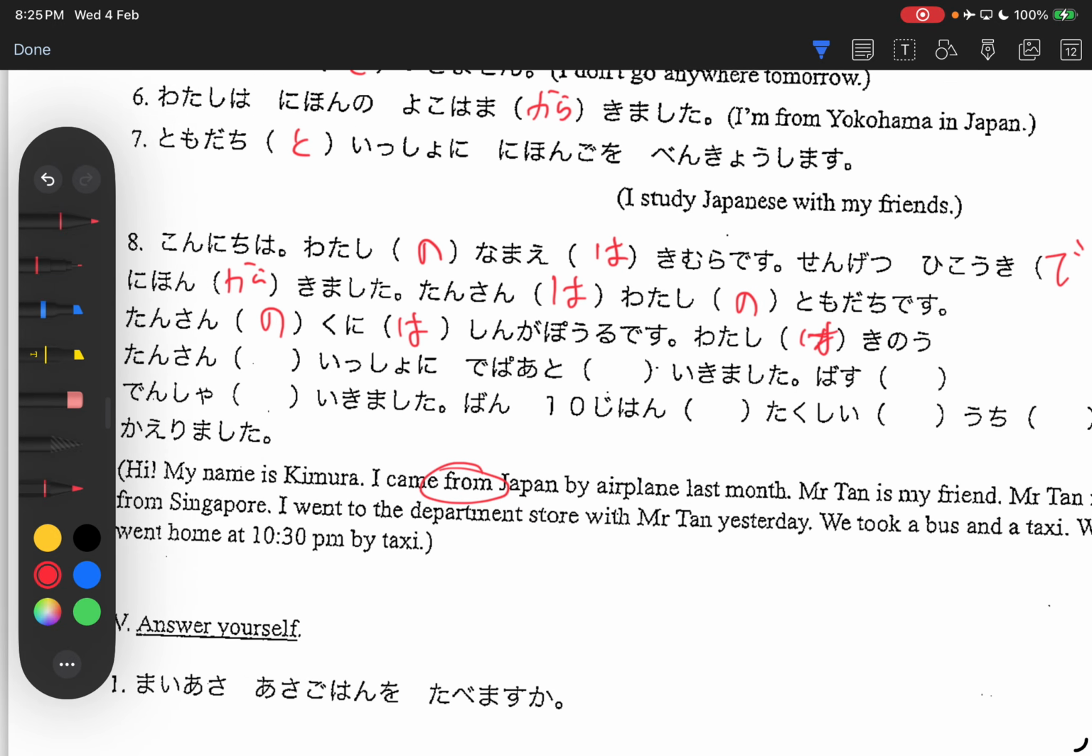Okay, next sentence. 私は昨日タンさんと一緒にデパートへ行きました. Look at the verb. The verb is ikimasu, so with ikimasu we use e. Okay? So 私は昨日タンさんと一緒にデパートへ行きました. Anybody have other answers or want to debate? You got it correct.